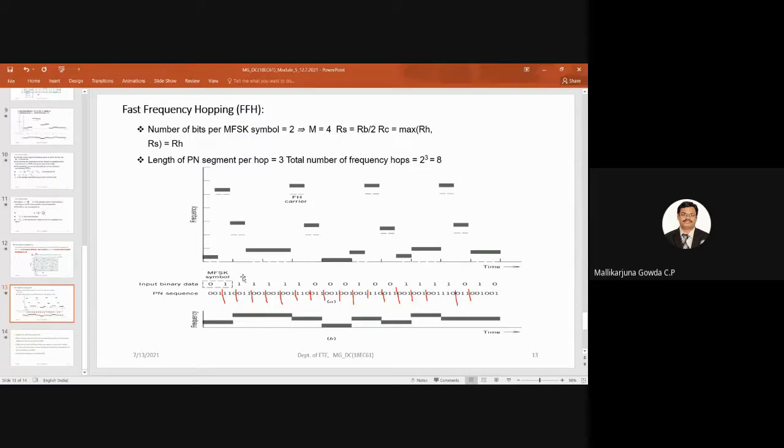Next symbol is 1, 1. For that 1, 1, again there are 3 hopping frequencies. What are those 3 hopping frequencies? One is FC1, next one is also FC1, next one is also FC1. That is why it is on the same line. Understood? The PN sequence here is FC1 only, for all 3 PN sequences continuously. That is why it is at FC1 only.